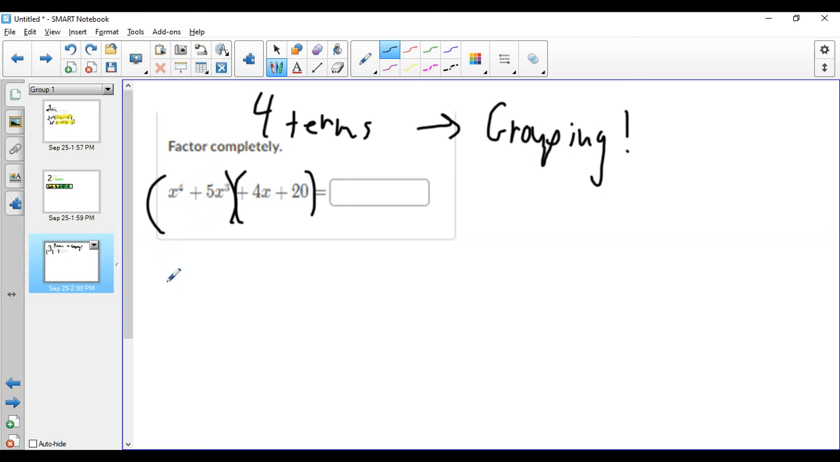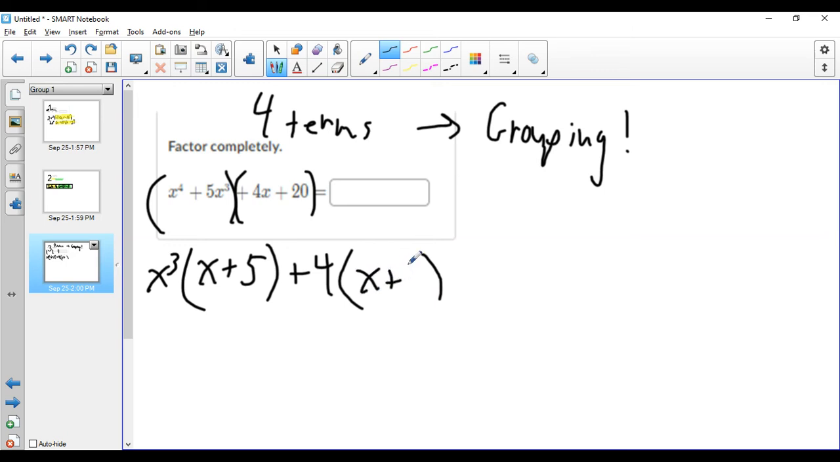What does the first group have in common? The first group has x to the third as a common factor. That would leave x plus 5 left over. The second group has 4 as a common factor with the same thing left over. Remember, when we use grouping as a technique, the same factor should be left over in each one.